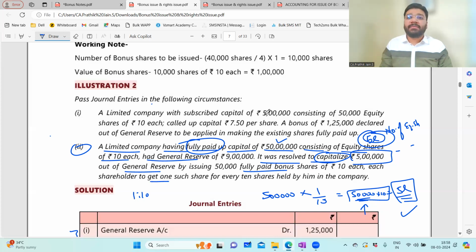This topic, you go anywhere, ask your people in other places where they study, they complete in 1 hour. Bonus shares. Yesterday we spent nearly 2 hours, and today again 2 hours. 4 hours literally we are spending on bonus shares. I'm taking it very gradually, trying to put the seed very strongly into your mind so that you don't forget.